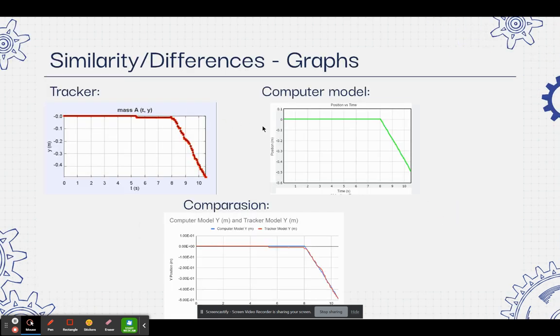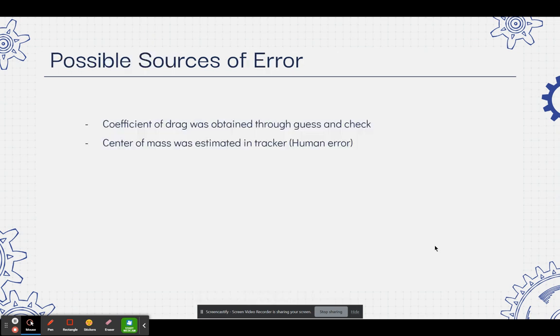To compare the results between the two graphs, this is the tracker model of the y position as time increases, and this is the computer model. The graph on the bottom compares those two, and you can see the data had very little deviation.